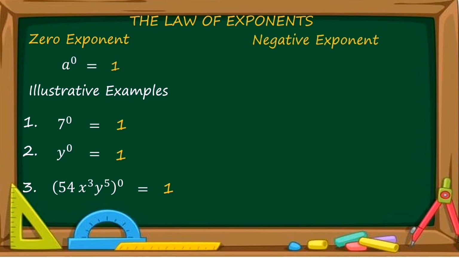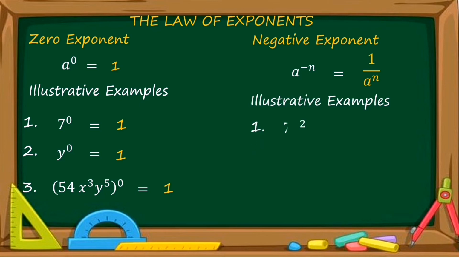Next is the negative exponent. A raised to the negative n is equal to 1 over a raised to n. Illustrative examples. Number 1. 7 raised to the negative 2 is equal to 1 over 7 raised to 2. Simplifying it, it is equal to 1 over 49.